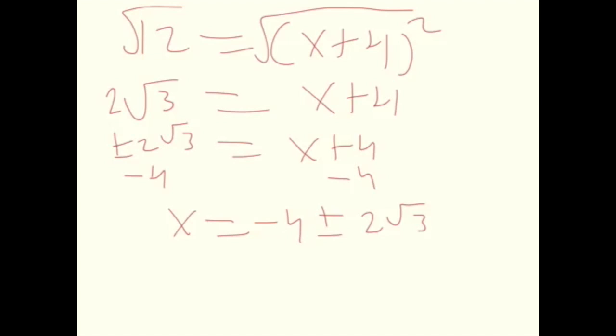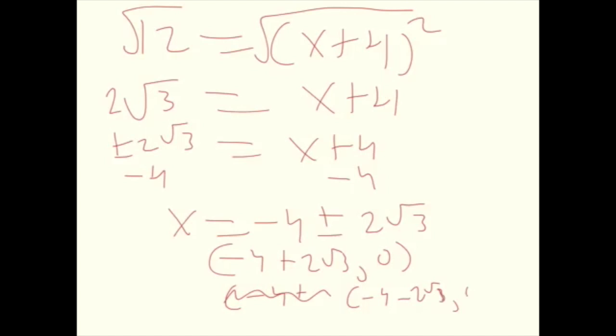Okay, so what does this mean in terms of solving for zeros? These are your two zeros right here. So your two zeros are -4 plus 2 root 3, 0. Make sure you write it like this. And -4 minus 2 root 3, 0. Alright, that is how you complete a square. We will move on to the next problem.